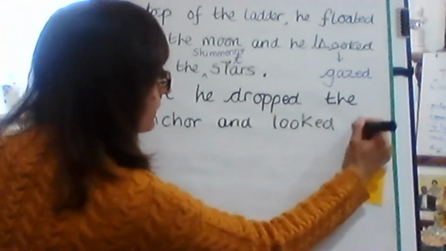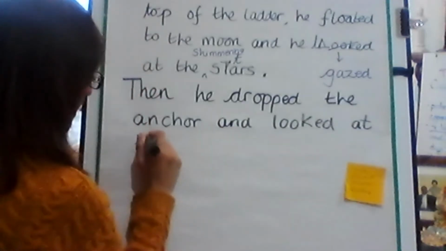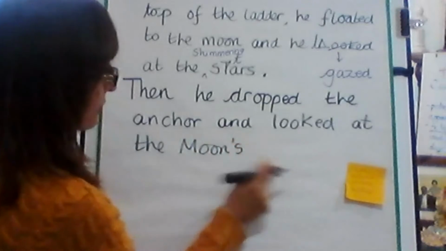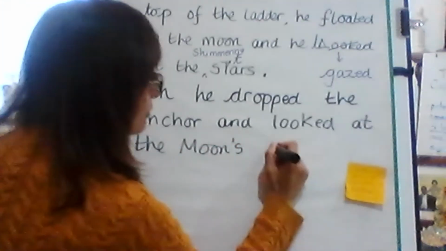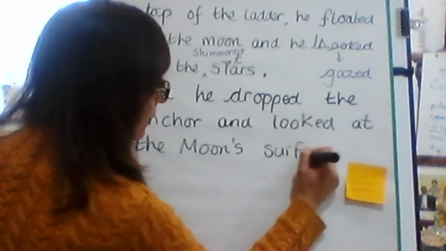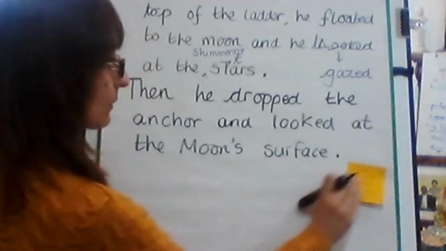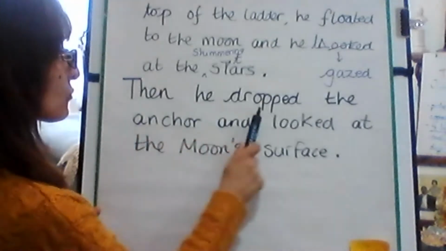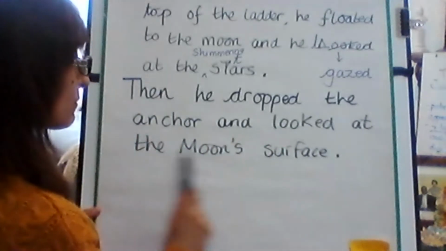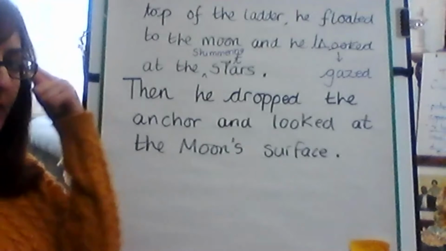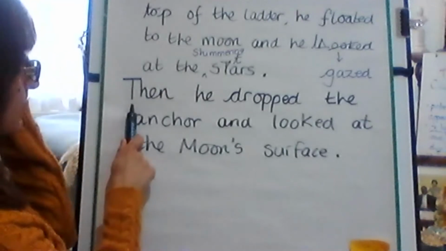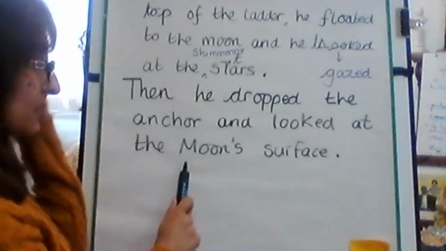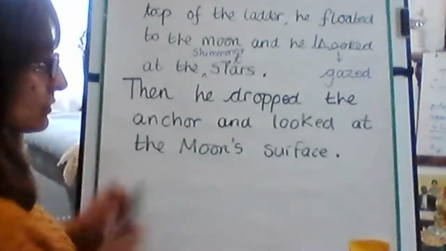looked at the moon's. The surface belongs to the moon, so that is apostrophe s, the moon's surface. Full stop. Now I'm going to read the sentence just to make sure it makes sense. Then he dropped the anchor and looked at the moon's surface. Well, I'm going to do a little check in my head. Did I use a capital letter at the beginning of my sentence? Did I give moon a capital letter? Because it's a special name for the moon, and a full stop.